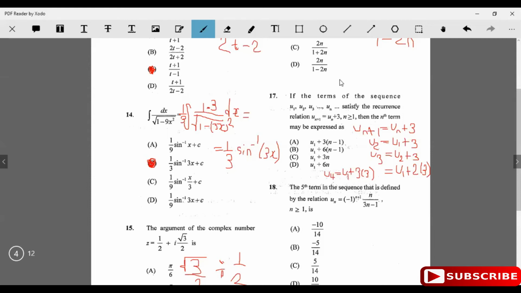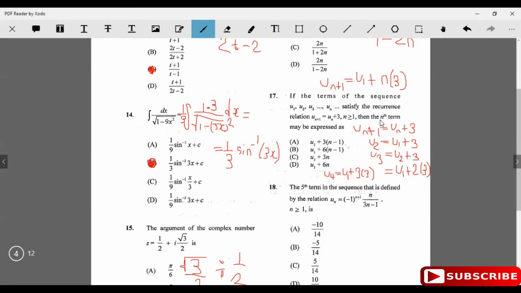And so finally, what we're going to get is that u(n+1) is going to be equal to u1 plus some number. Which number is it going to be? When we had 4 right here, the number that went here was 3. And so for n plus 1 right here, the number that goes here is n. It's n times 3, and that would be u(n+1).